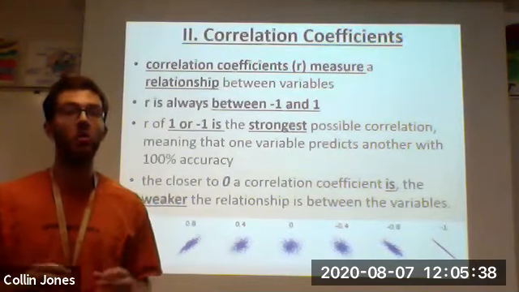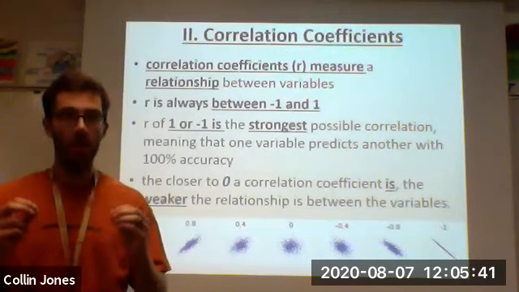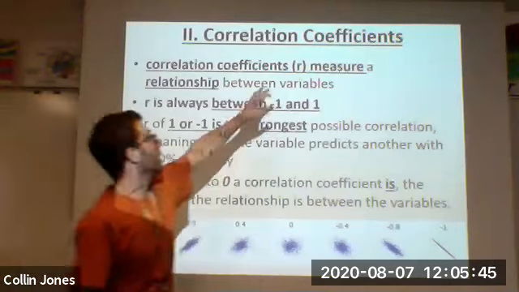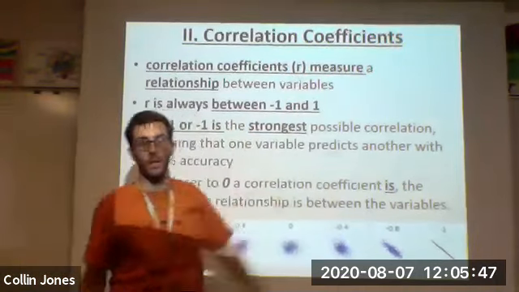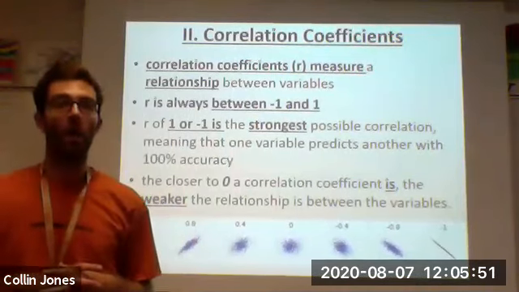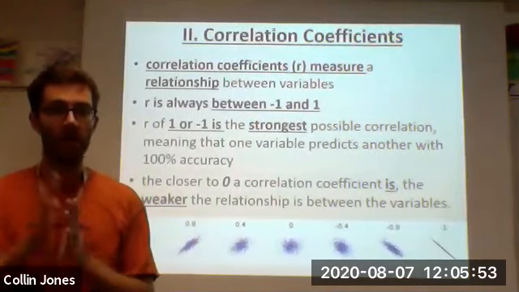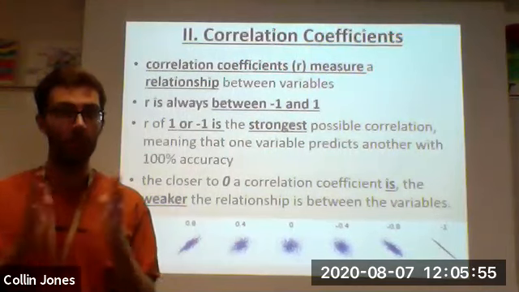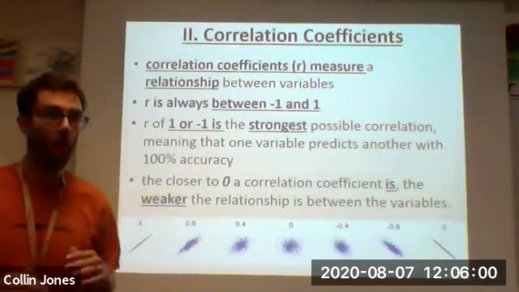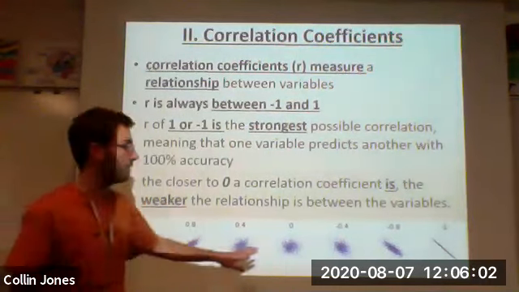Correlation coefficients. You can actually put a number on how related two things are. This is represented by the letter r, just a lowercase r. Now, r stands for your correlation coefficient, okay? r, correlation coefficient. It's always between -1 and 1. It could be a decimal, it could be 0. Now, strong correlations are really close to 1 or really close to -1, okay?